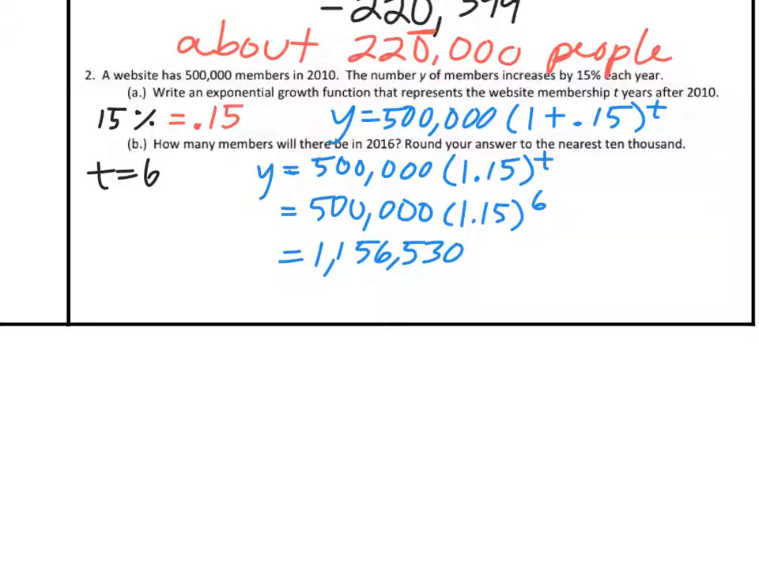But read what it says. To the 10,000. The 10,000 place is this 5. It goes ones, tens, hundreds, thousands, 10,000s, 100,000s. So the 5 is the 10,000s place because it's 50,000. The number after it is 6, so you do round up. 5 or above, give it a shove. 4 or below, let it go. So you're going to round up. And so the final answer would be about, is this people? Oh yeah, members. 1,160,000 members.